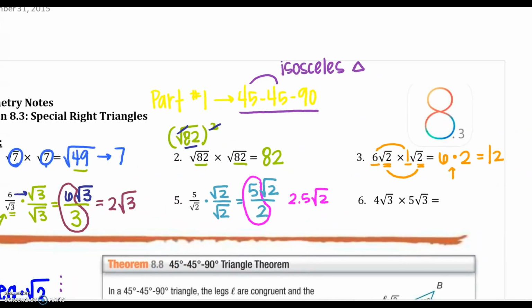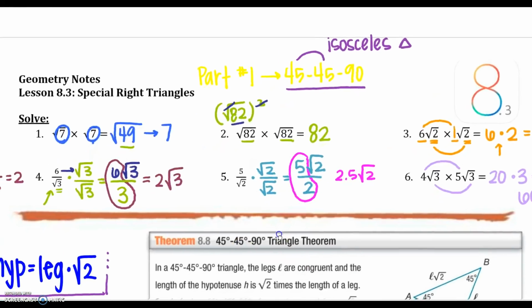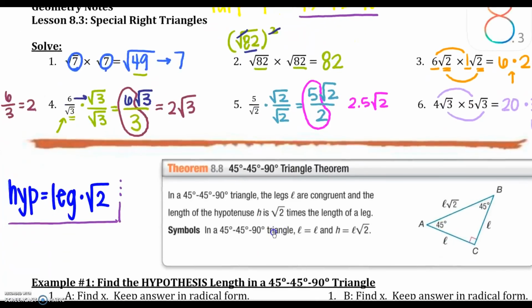All right, and the last one: what's outside of the house talks to each other, what's inside the house talks to each other. So 4 times 5 is 20. Square root of 3 times square root of 3 becomes times 3, which would then be 60. All right, so just some of those radical tools that we can use.